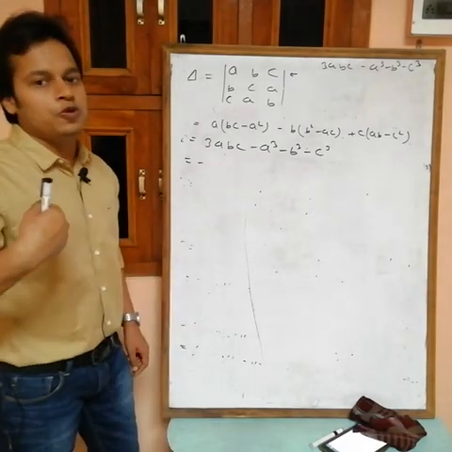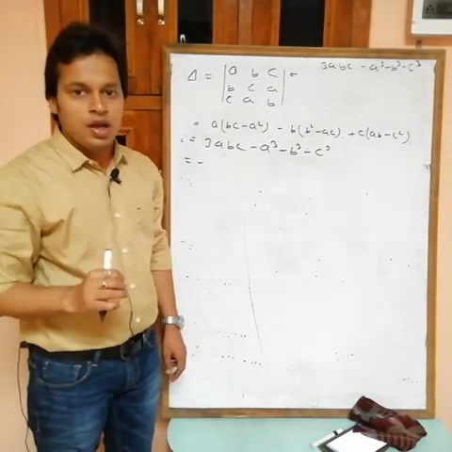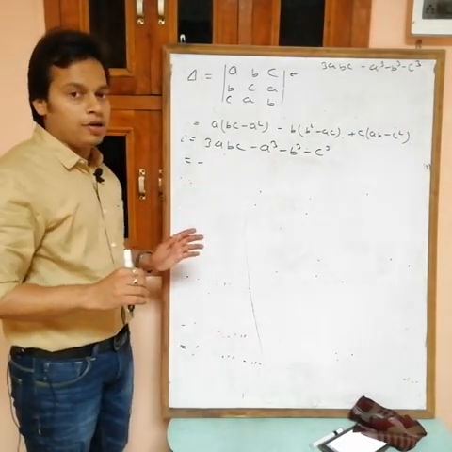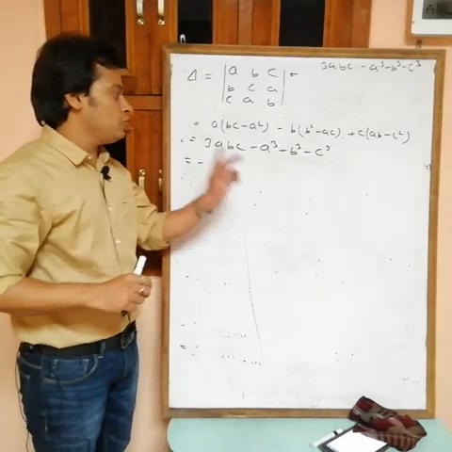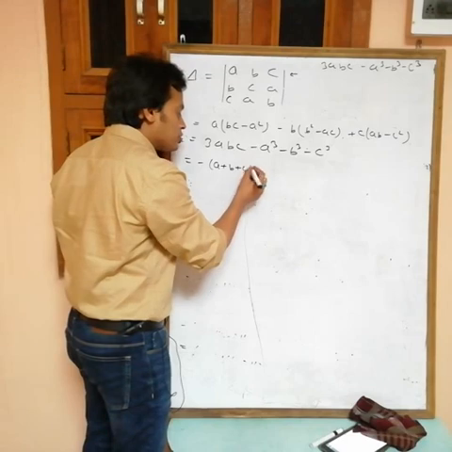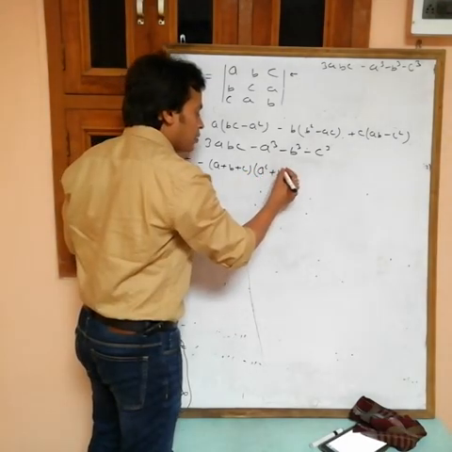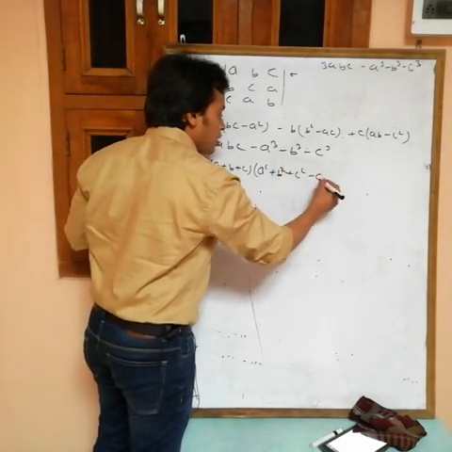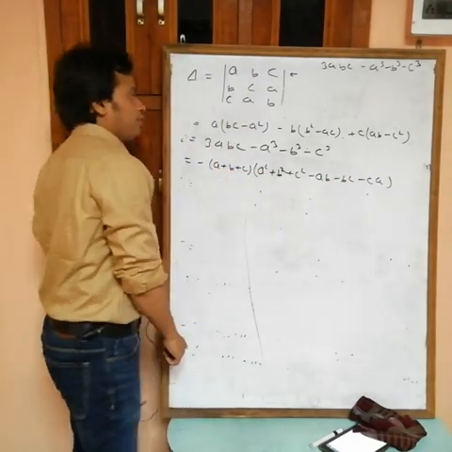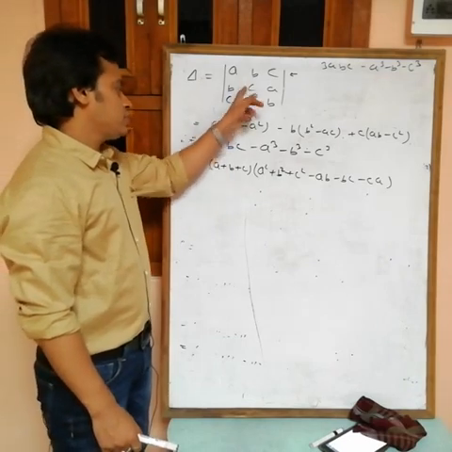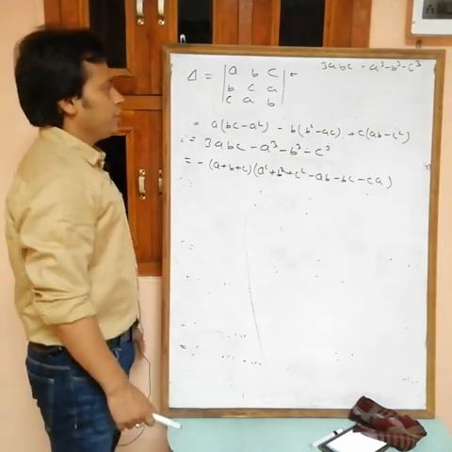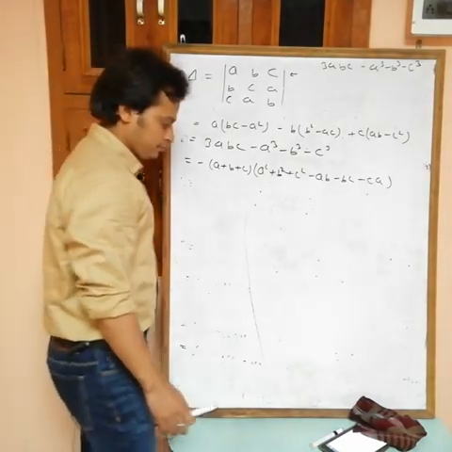A cube plus b cube plus c cube minus 3abc, and we have factorization for this. Okay, now if we are taking common minus, then what we are getting? A cube plus b cube plus c cube minus 3abc, that can be written as a plus b plus c into a square plus b square plus c square minus ab minus bc minus ca. Okay, so the result of this is equal to this one, and this is the factorization of this term, na. Okay, write down. So remember this.